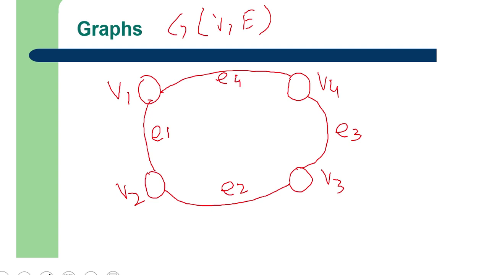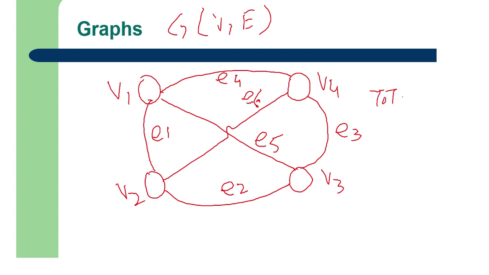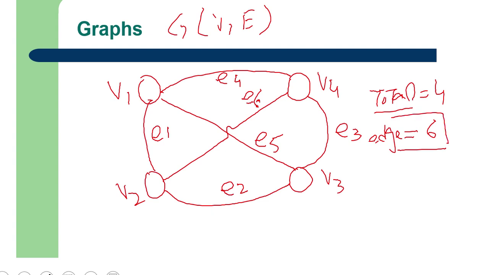If vertex V1 is connected with vertex V3, this is labeled as E5. If we want to connect vertex V2 with vertex V4, we can label this edge as E6. So in this graph there are a total of 4 vertices, and we want to connect these vertices using edges. The total number of edges in this case is 6 edges. To connect every vertex with every other vertex in this graph, there are a total of 6 edges.